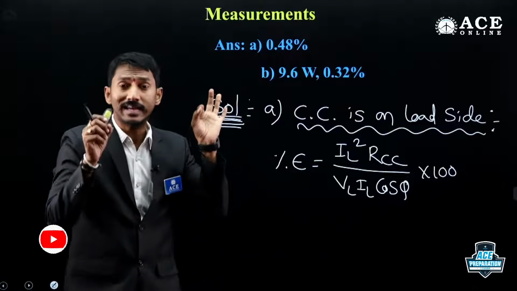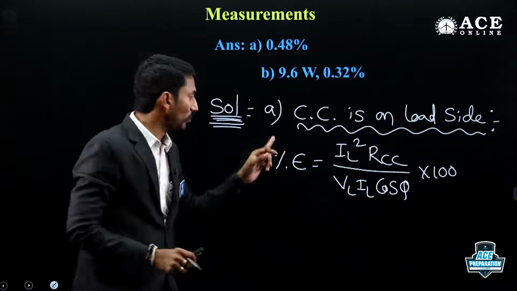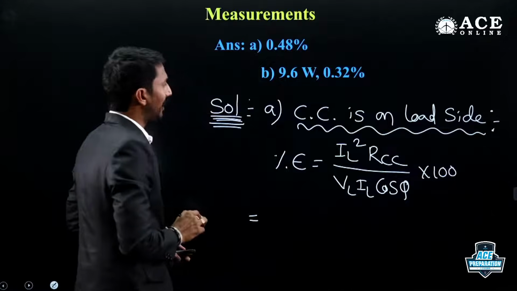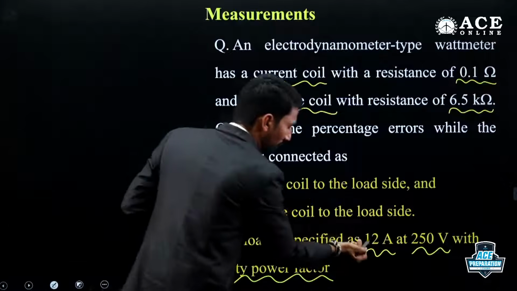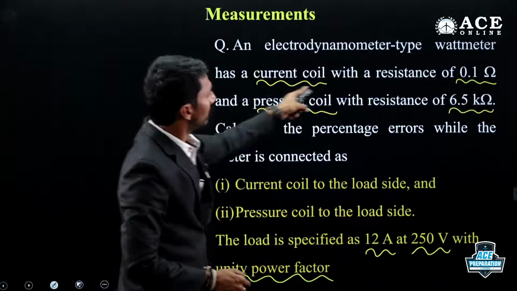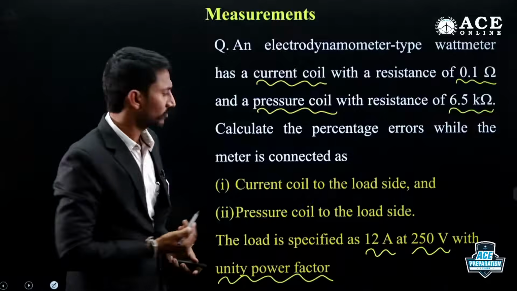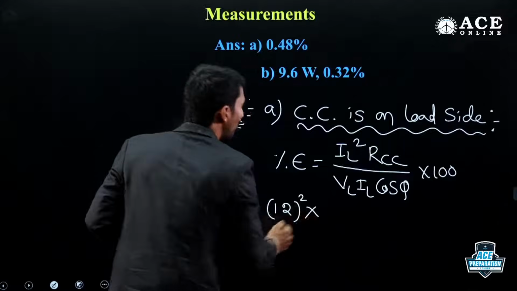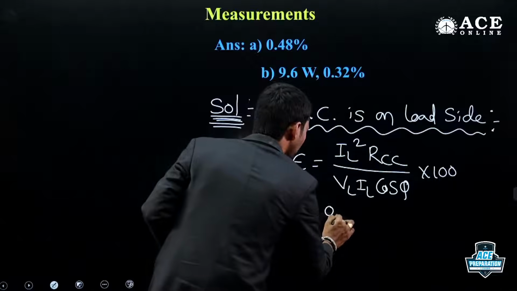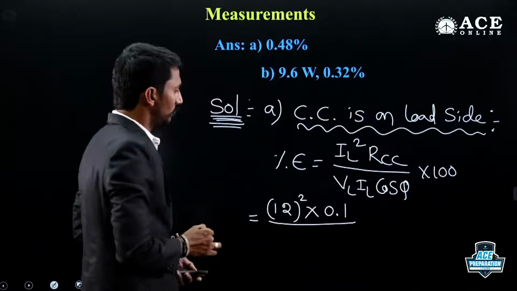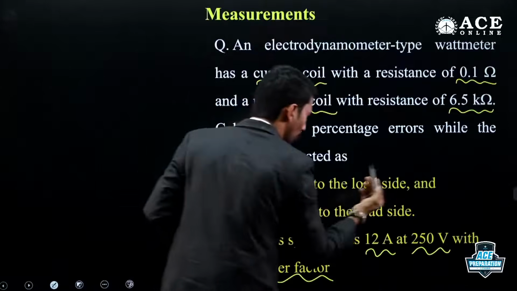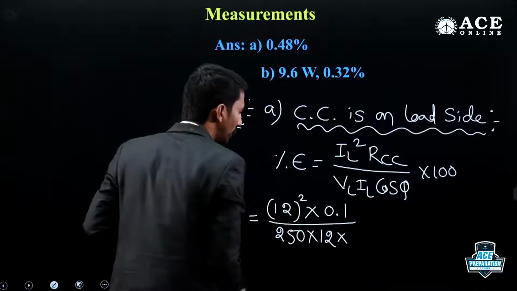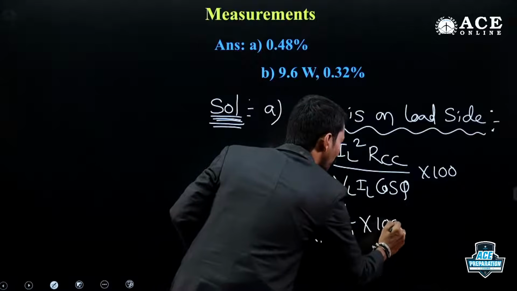You need to recollect this formula at any cost. So be clear. Sir, substitute the values. IL, what is IL? He has given 12 amperes. And RCC, current coil resistance, is 0.1. So 12 square into current coil resistance 0.1 by, what is VL? 250 volt. Load voltage is 250 into load current 12 into power factor 1, of course, into 100.